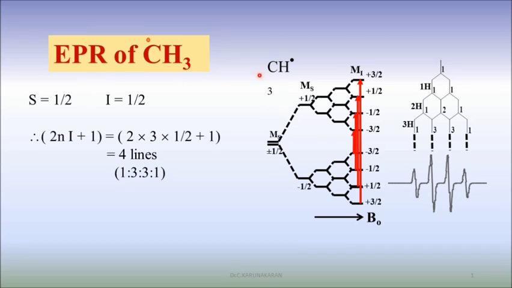Now the methyl radical. In this case, the unpaired electron is coupled with the three methyl protons. In the presence of a magnetic field, the electron spin state splits into two. It further couples with one proton to give a doublet, and similarly it couples with the other protons. There are four transitions based on the selection rule delta mI equal to plus or minus 1. We can calculate the number of lines from the energy levels or using this formula.